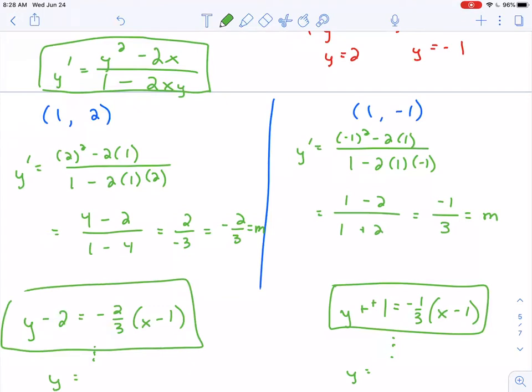So please be very careful when working with implicit differentiation. Look out for those powers of x times those powers of y, because that's when you're going to need to use the product rule, and I think that's a really, really easy mistake to make. So just keep an eye out for that.